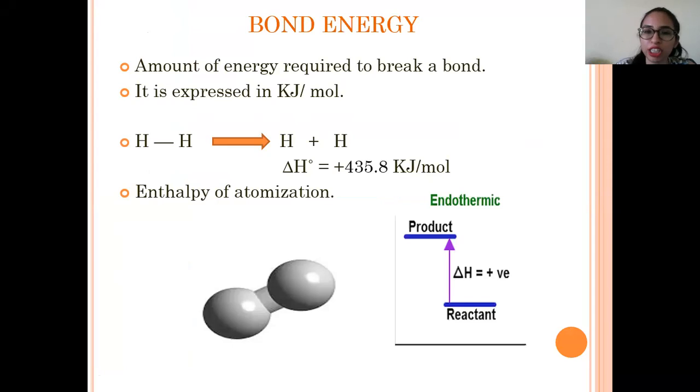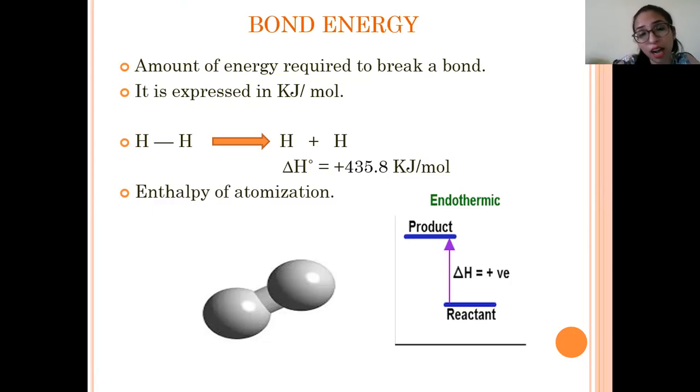Okay, bond energy: the amount of energy required to break a bond. For example, my two hands are a molecule. I want to break the bond between these atoms. If these are the two atoms, they make the molecule, and this one is a molecule. If I want to break this bond, what is the amount of energy I have to require to break this bond? That is the bond energy, and it is expressed in kilojoule per mole.